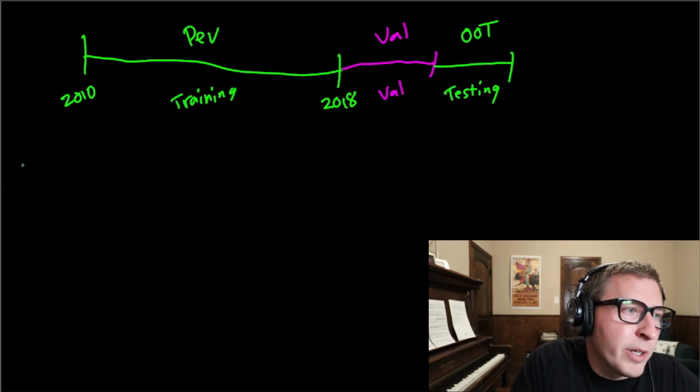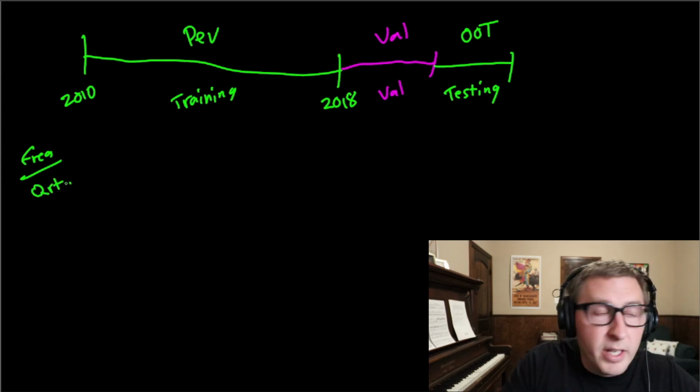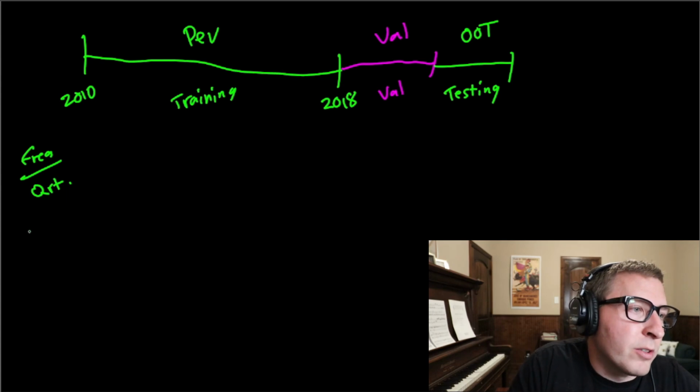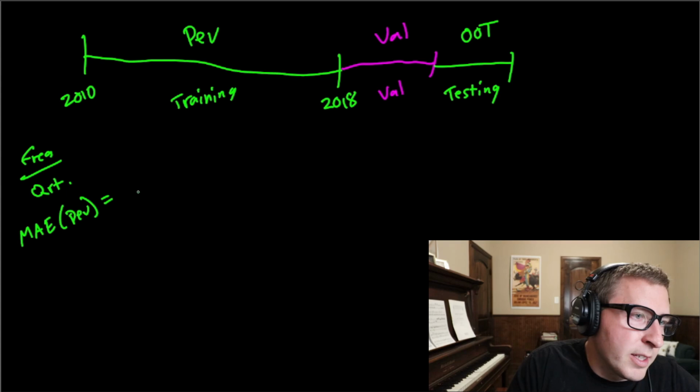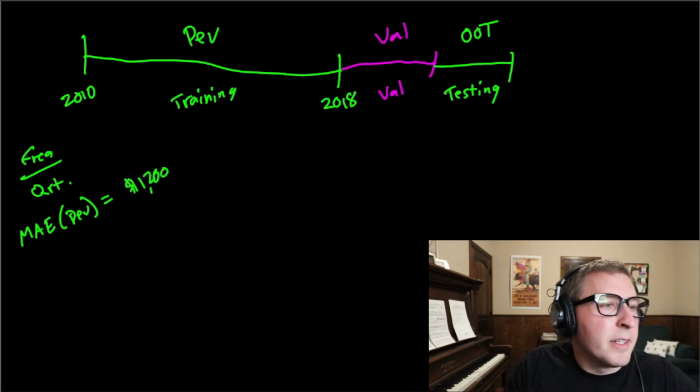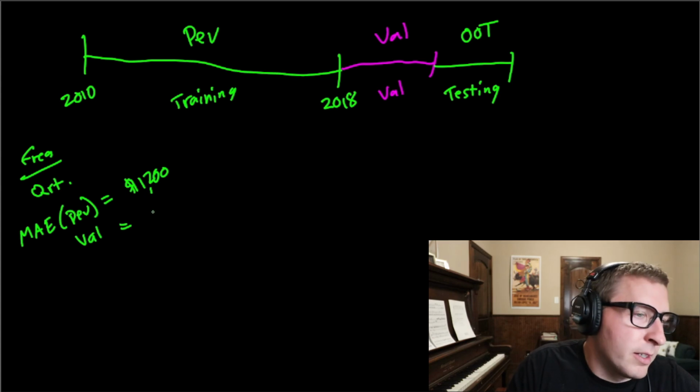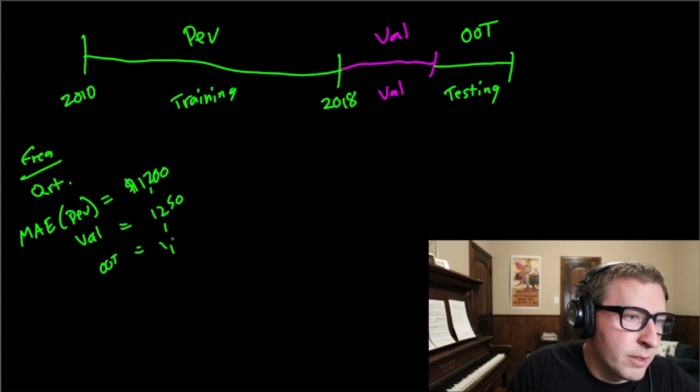Now, what you're gonna wanna do here is we have our frequency. So we pulled up, we're gonna use quarterly. So when you develop the model, you already know your metrics, like your MAE for dev, your development data. Let's say this is like $1,200. And you have your val for the same thing. Let's say this is like, I don't know, $1,250. And let's say your out of time is going to be, I don't know, $1,300.